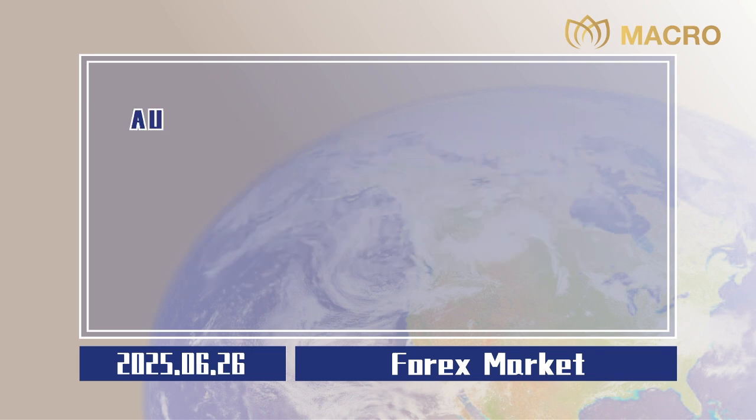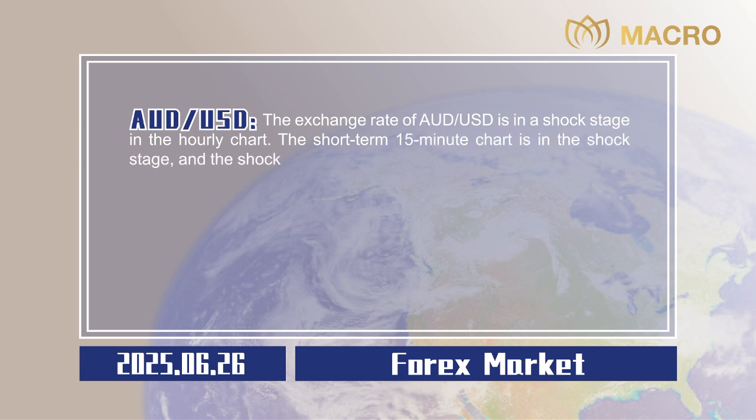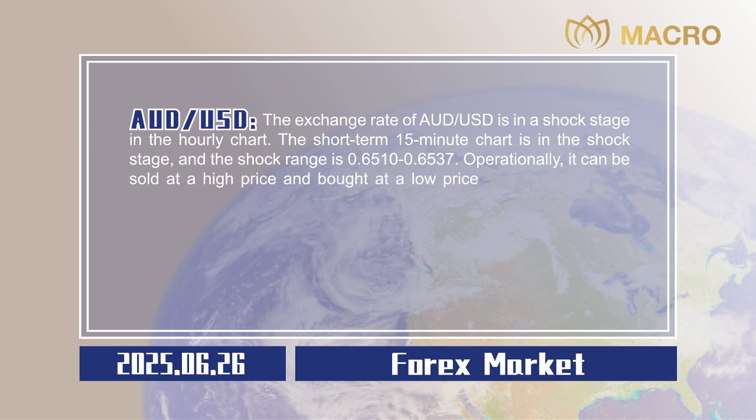0.0020. Australian dollar to US dollar. The exchange rate of Australian dollar to US dollar is in a shock stage in the hourly chart. The short-term 15-minute chart is in the shock stage, and the shock range is 0.6510 to 0.6537. Operationally, it can be sold at a high price and bought at a low price in this range.